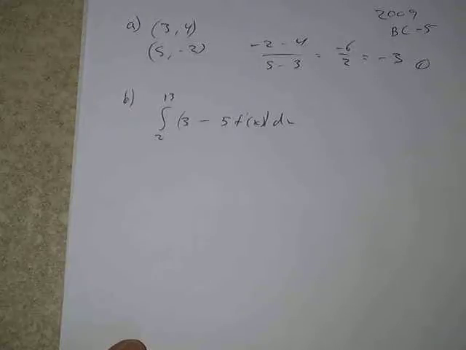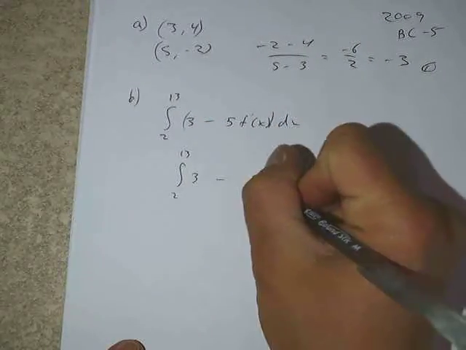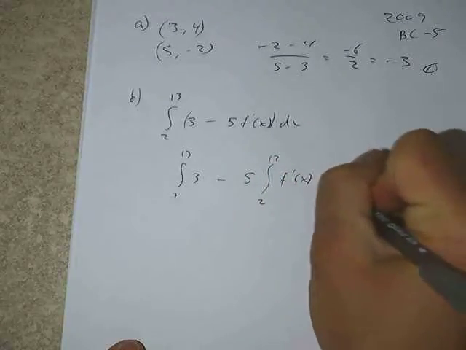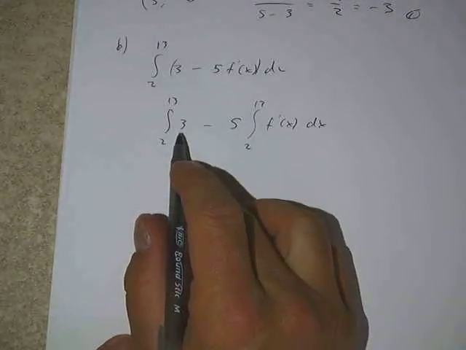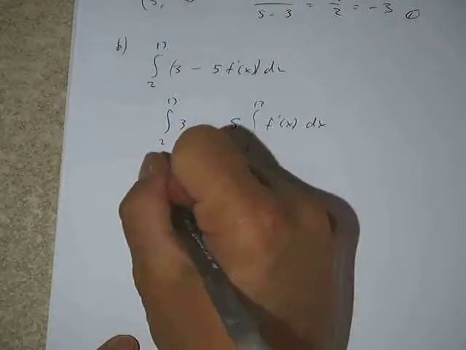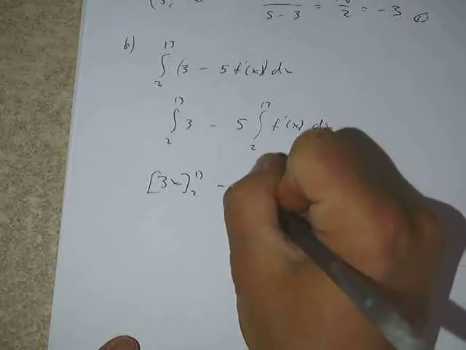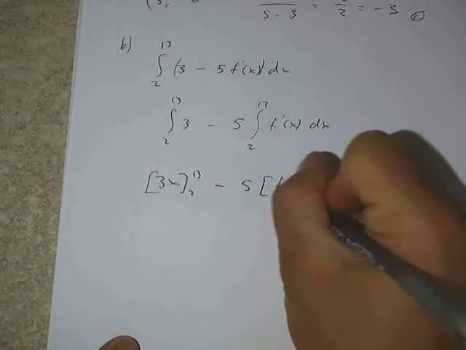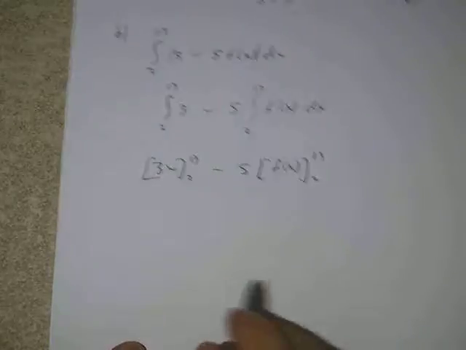Okay, part B says that we want to evaluate the integral from 2 to 13 of 3 minus 5 f prime of x dx. Again, this is just a properties of integrals problem. It looks like it might be complicated, but if we separate this and break it into the integral from 2 to 13 of 3, minus the integral from 2 to 13 of f prime with the 5 factored out as a constant multiple.